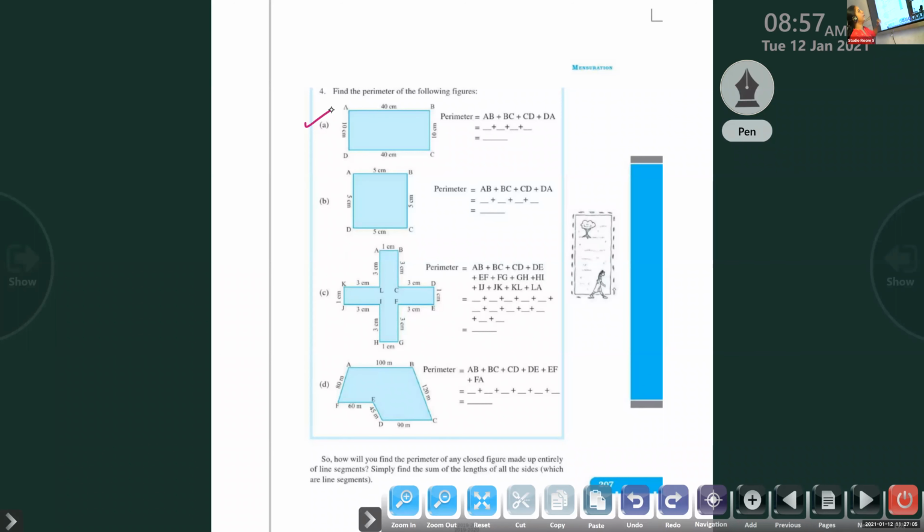Find the perimeter of the following figure. Perimeter equal to. How much, children? 100. 40 plus 10 plus 40 plus 10. Total how many centimeters? 100 centimeters. Fine.